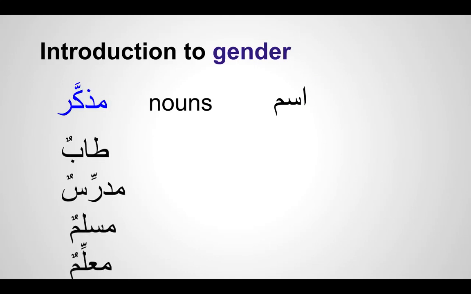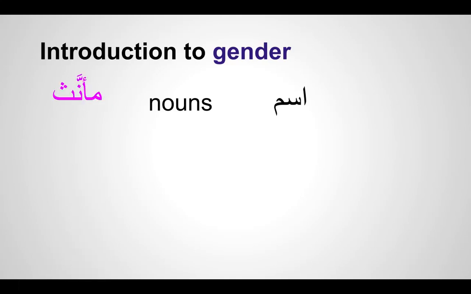So nouns can be either mudhakkar or mu'annath. Let's give you some examples of mudhakkar. For example, if you see here, talibun. Sorry, the lam is missing here. Talibun means a student. Mudarrisun means a teacher. Muslimun, mu'allimun. In the natural state, the word in Arabic is male and it has tanween. So we do something to make that word feminine. That's what we're going to learn now.